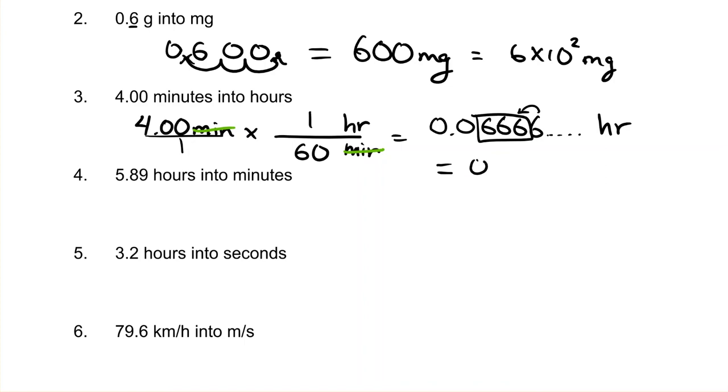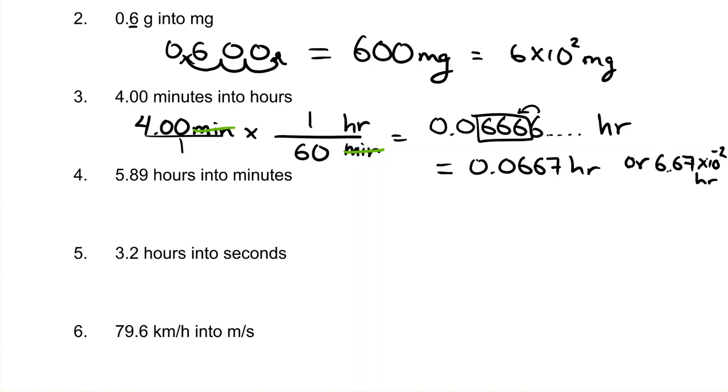So we could say 0.0667 hours, or we could use scientific notation, 6.67 times 10 to the power of -2 hours. Either one of those is fine right now. We're just learning about this stuff, so that's fine. Next one, 5.89 hours into minutes.